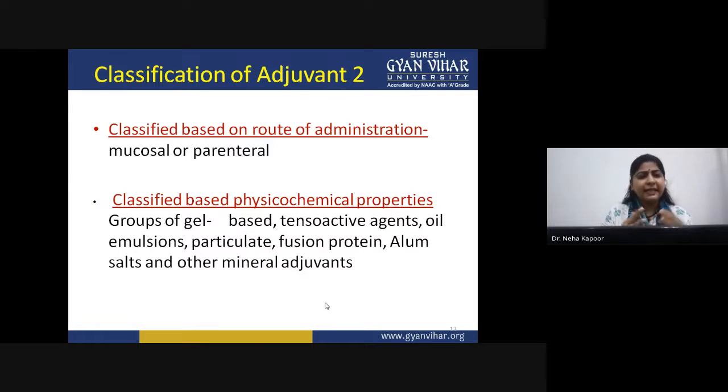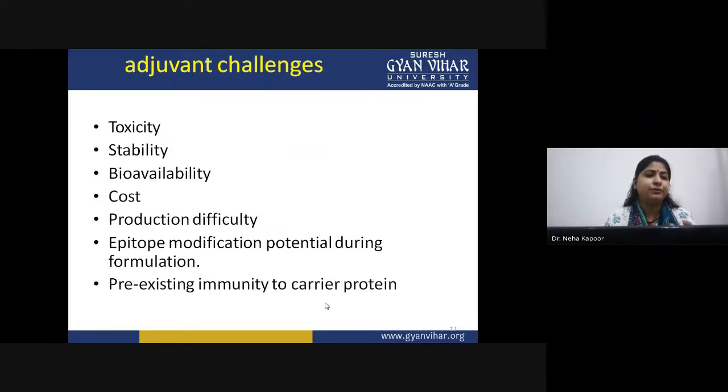Then the second classification is based upon the route of administration, whether it is mucosal or parenteral. Classification based upon the physicochemical properties depends upon what kind of group we are using: based upon tensoactive agents, oil emulsions, particulate, fusion proteins, salts, or many other mineral adjuvants also.